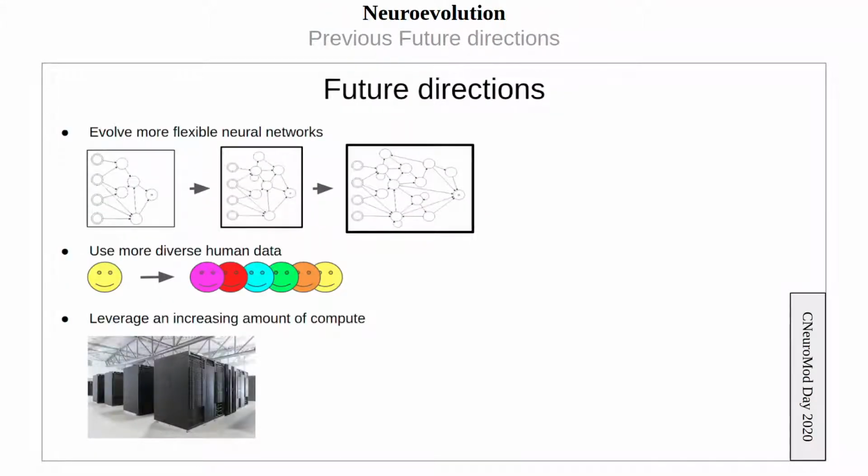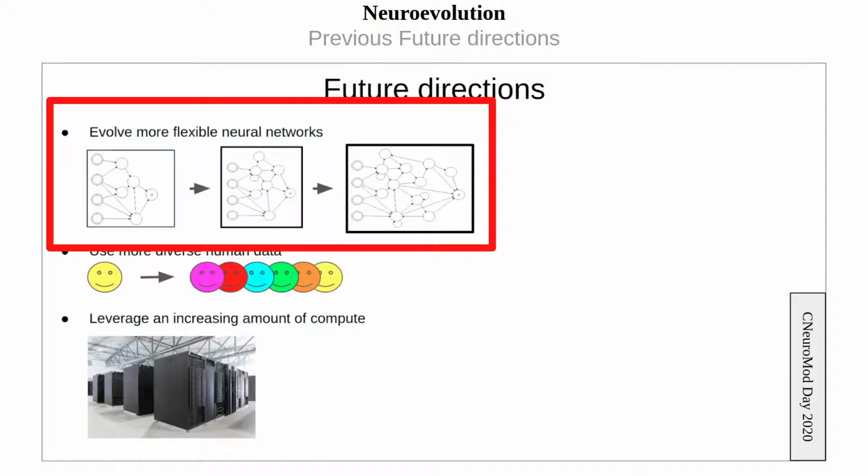And so last year, at the end of the presentation, we proposed to carry on with three directions. New, more flexible neural networks, better adapted for evolutionary algorithms, more diverse subject data, and better utilization of compute. So let's look at what progress we made on these three points, starting with the first. Evolving more flexible neural networks.